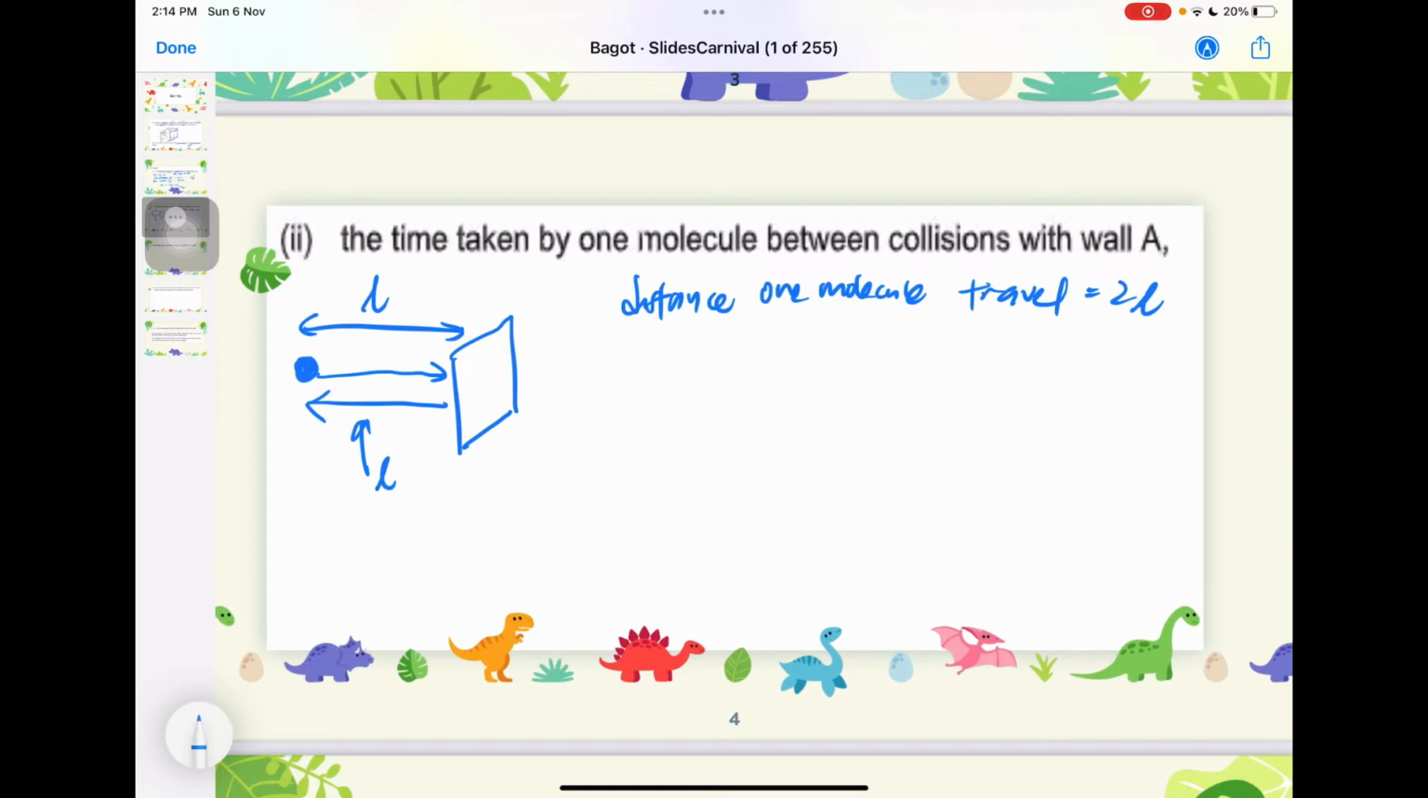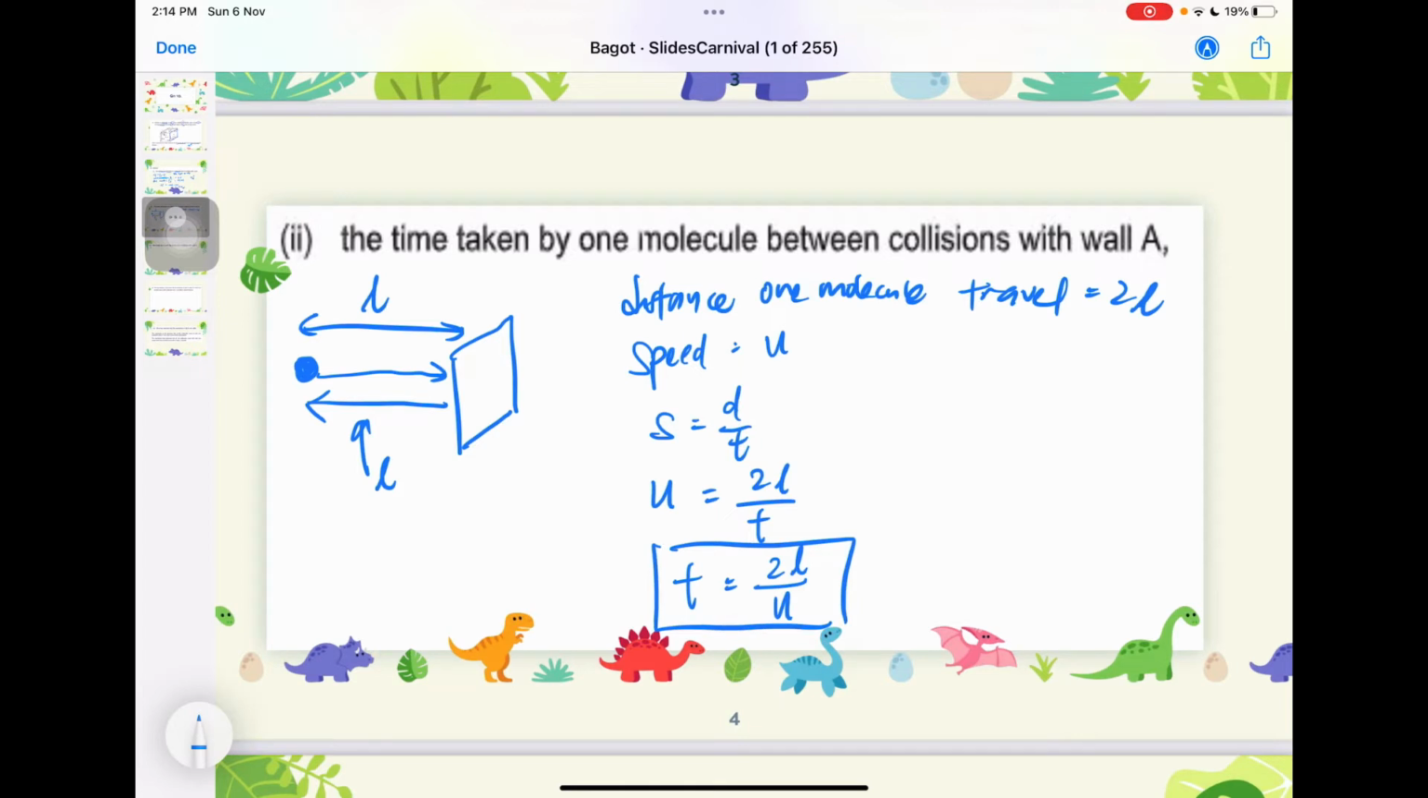The speed they already gave is u. So speed equals distance over time. Speed is u, distance is 2L, and time is t. If you change the subject, the time taken will be 2L over u. So this is the time taken.